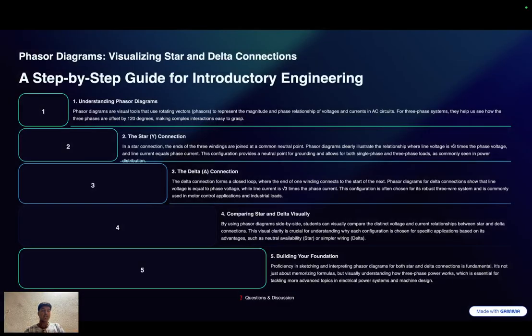And the conclusion is that phasor diagrams are an essential visualization tool in electrical engineering. They help us understand how voltage and current behave in star and delta connections, and how they are related by factors of root 3. And that's it.